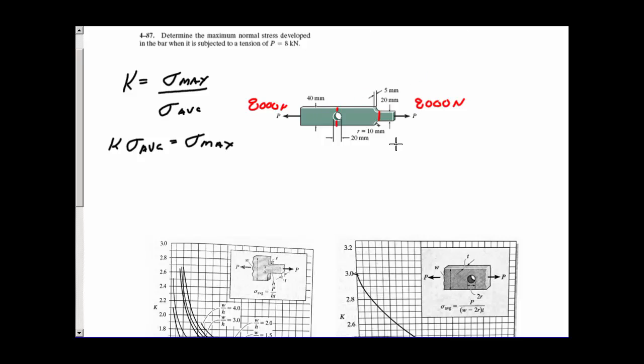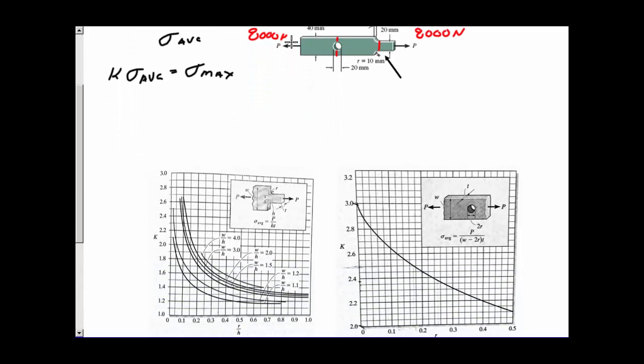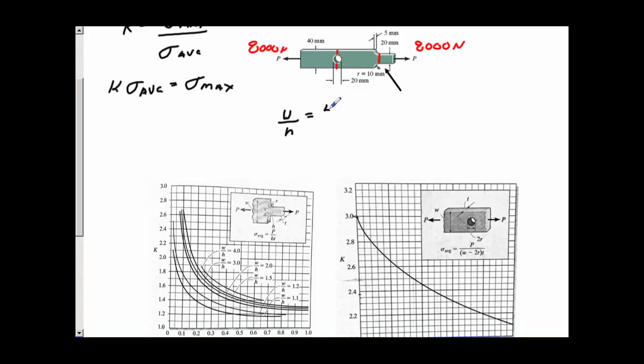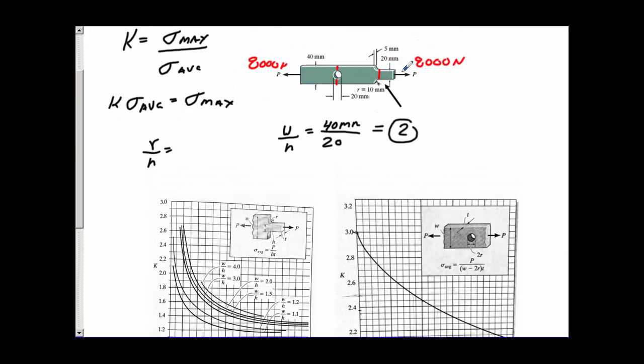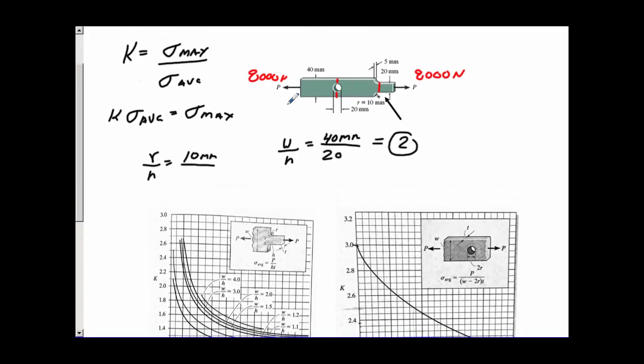So first one we'll look at here. Now you're going to look at the ratio between W versus H. In this case W is going to be the width, W is equal to 40 millimeters. H in this case is going to be the thickness, so the thickness of this is 20. So that gives you a W over H value of 2. And then you've got R over H. R is the radius, and the radius in this case is going to be 10, over H, and H again is 20. That's going to give you 1/2.